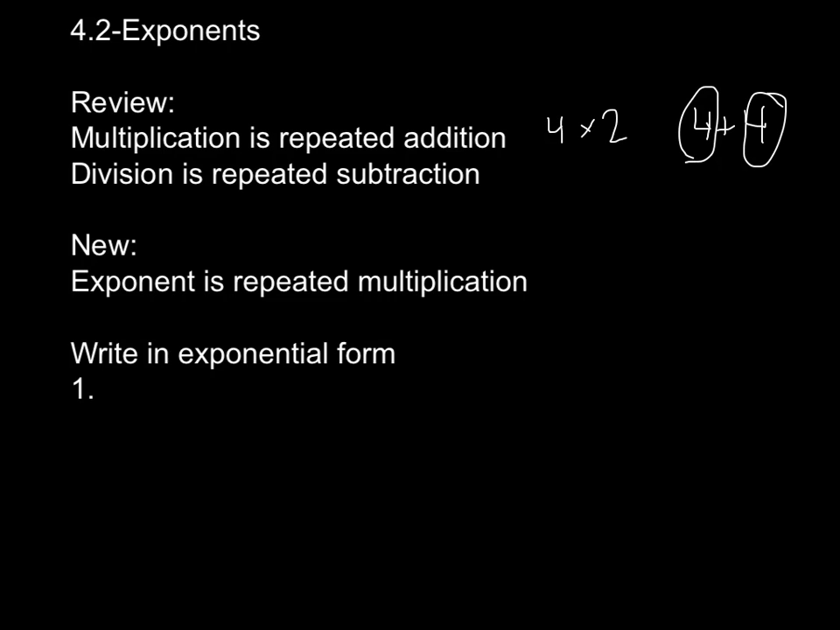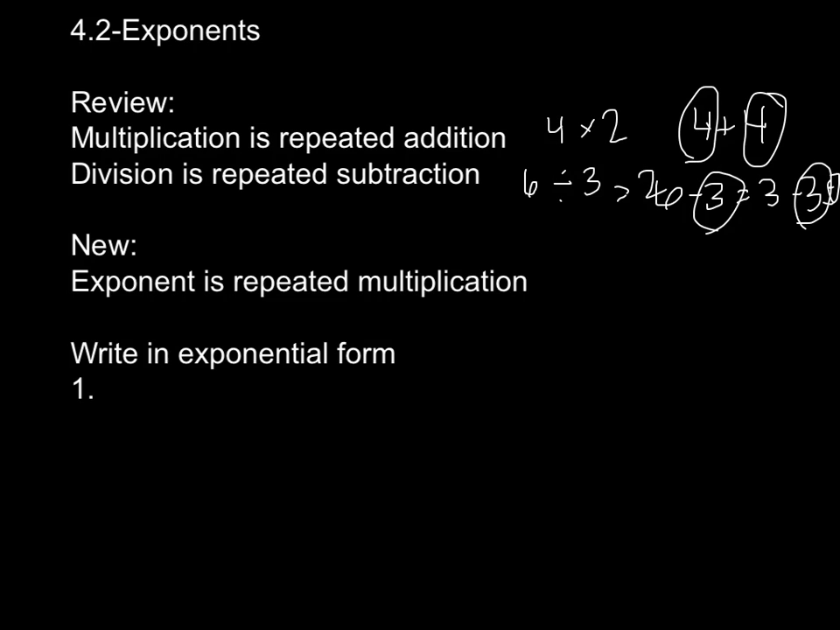And division is repeated subtraction. So if I have 6 divided by 3, I'm going to do 6 minus 3 minus 3. So I had 2 3's that I subtracted, so it would be 2. Okay, so it's basically just repeated addition and repeated subtraction.